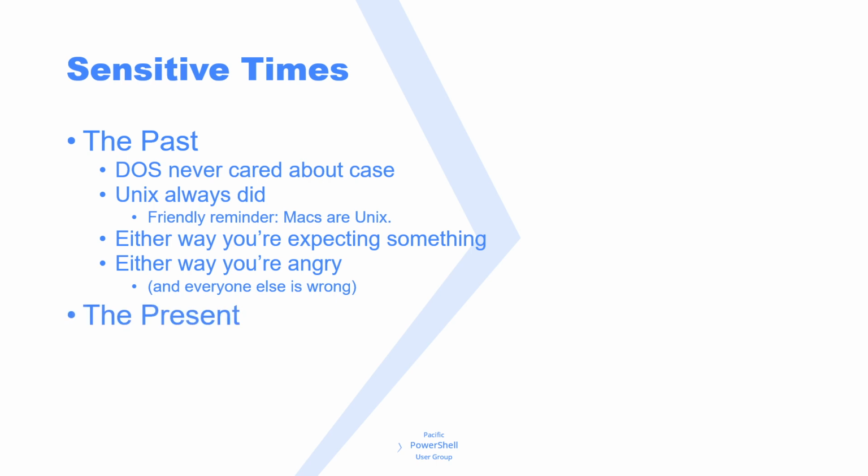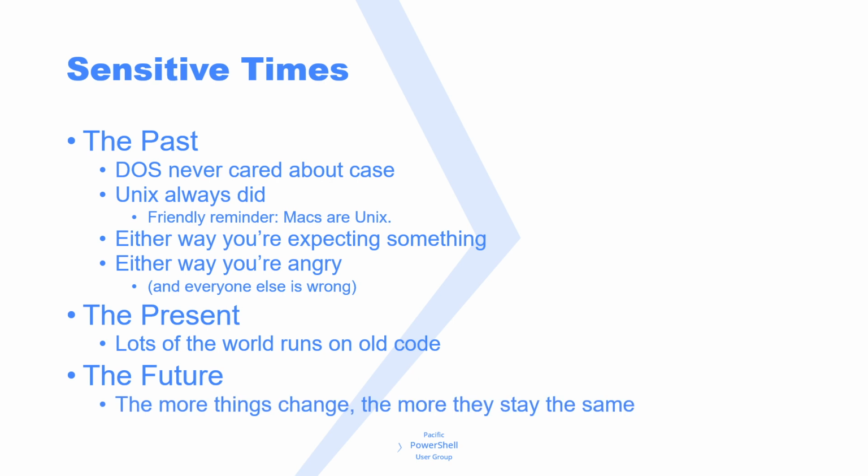The present, unfortunately, or fortunately, well, lots of the world runs on old code. So we are very much, at the very least, influenced by the past, the collective past that we all live in, let alone doomed to repeat certain aspects of it. And that brings us to the future, which is that the more things change, the more things stay the same. I've been a nerd for a long time now, and I cannot picture an era of computing where we don't have dependencies that are old and less than understood, let alone have ever solved this case sensitivity battle.